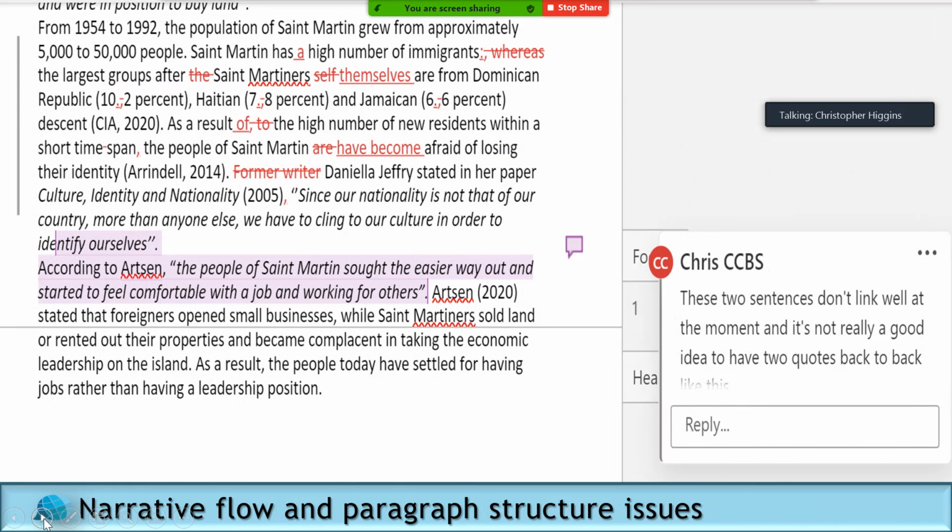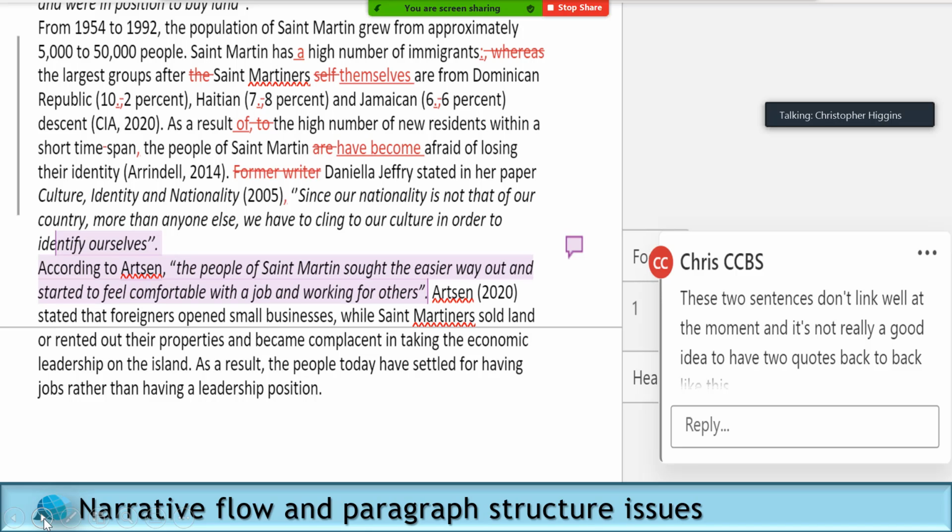This is an example of narrative flow and paragraph structure. So I just want to highlight, and there's also another thing going on here that I want to emphasize. So it's St. Martin, and they say Daniela Jeffrey stated in her paper, Culture, Identity and Nationality, since our nationality is not that of our country, more than anyone else, we have to cling to our culture in order to identify ourselves. And the context for this discussion is there's a high level of immigration in the country, and there'd be more of a movement towards preserving St. Martin culture, essentially. Okay, so that was the context for that quote.